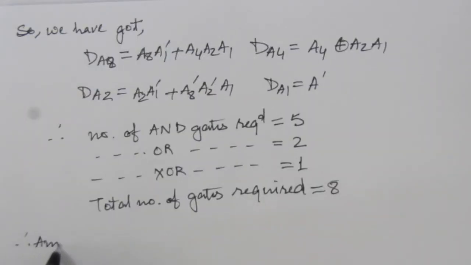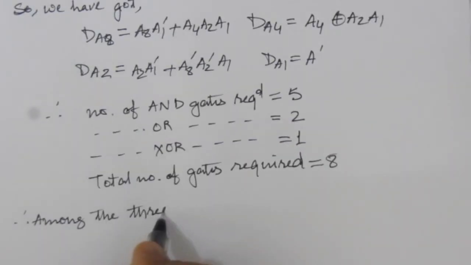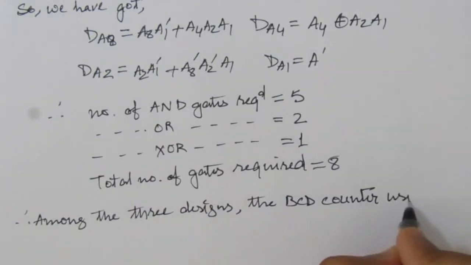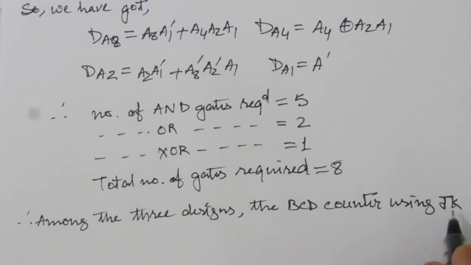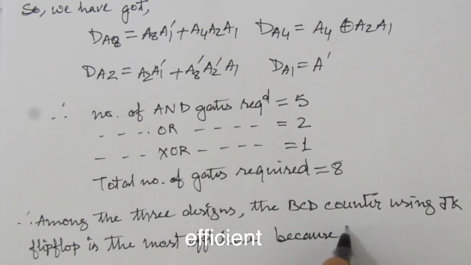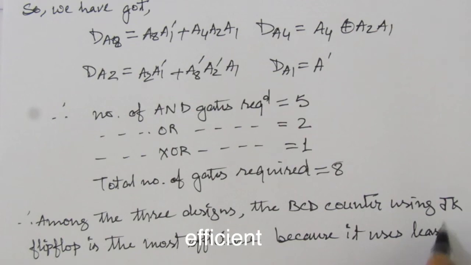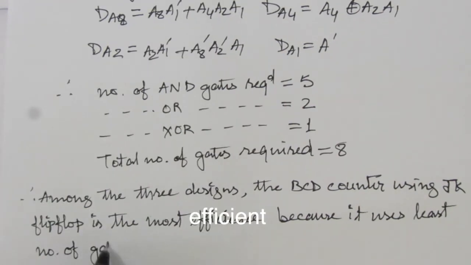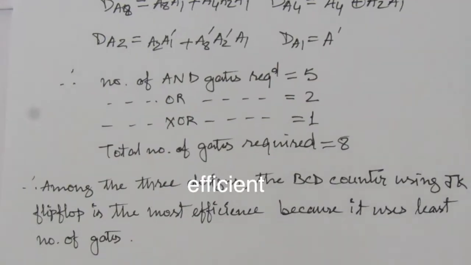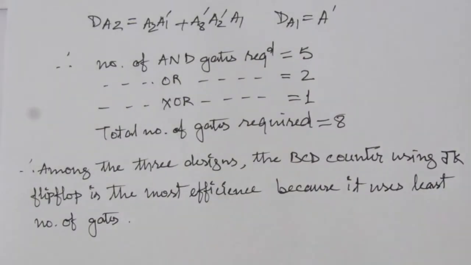Therefore among the three designs, the BCD counter using JK flip-flop is the most efficient because it uses the least number of gates. So here we have got that this JK flip-flop is the most efficient one because it uses the minimal number of gates, that is a total of 4 gates. Okay, so this is the most efficient one. So this is the solution of problem number 6.19 from chapter number 6.